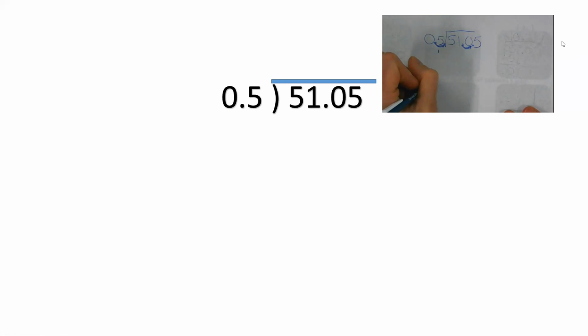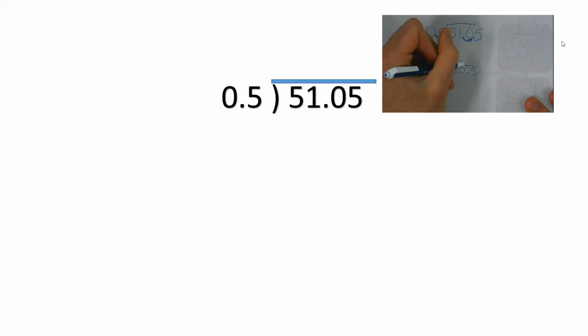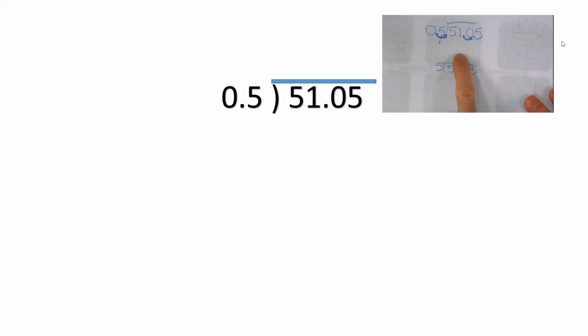This turned into a 5. That turned into 510.5. This answer is going to be our answer. 5 goes into 5 one time. There's nothing left over. Bring down the 1. How many 5s go into 1? None. That doesn't happen. What's left over? Everything.